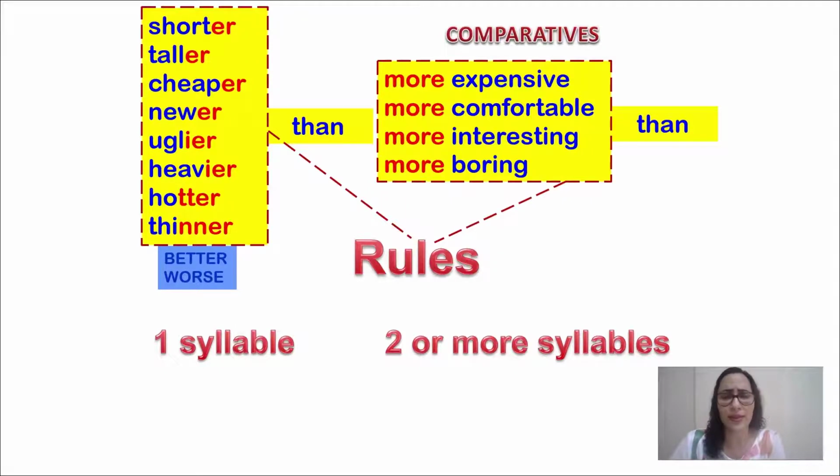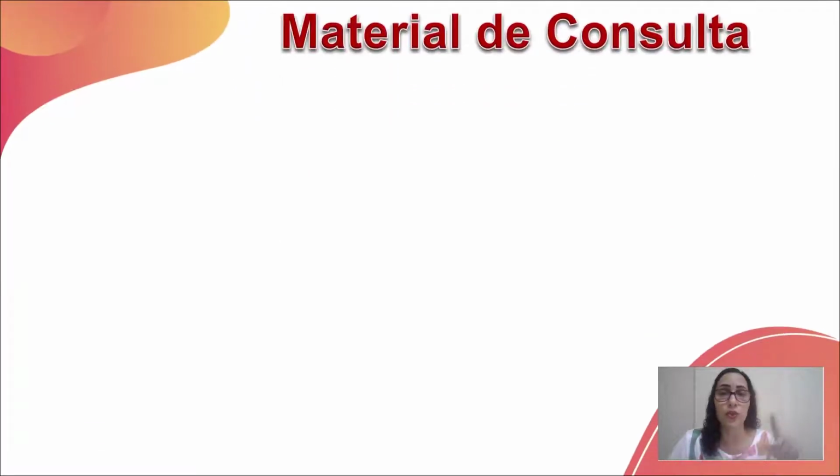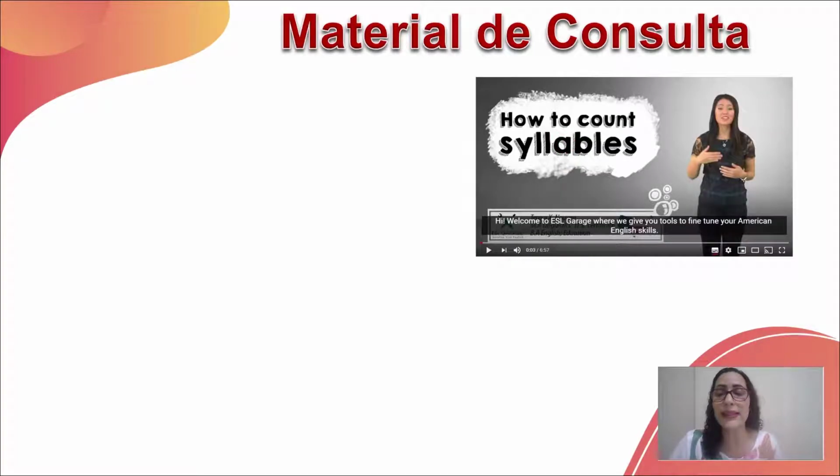Okay, I know you're asking yourself, how am I going to know if an adjective has one or more syllables? Actually, it's very different from Portuguese. If you want to know a little bit more about that, and I think you should, you go to our material de consulta, and I have included 3 links. One link is in English, very good link. She gives very good explanations.